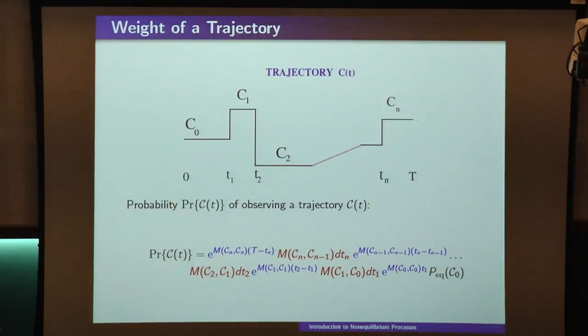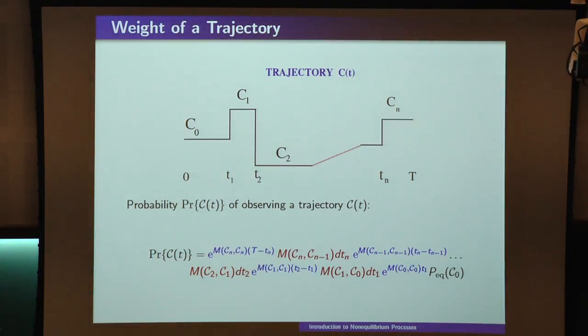And now if we take a trajectory of a system and we just draw it in an abstract way, so we have a continuous time, discrete state Markov process. All this can be generalized to continuous states and so on. But suppose we have discrete states, so the system starts in C0, remains there up to time t1. At time t1, it decides to jump to C1, remains there up to time t2.